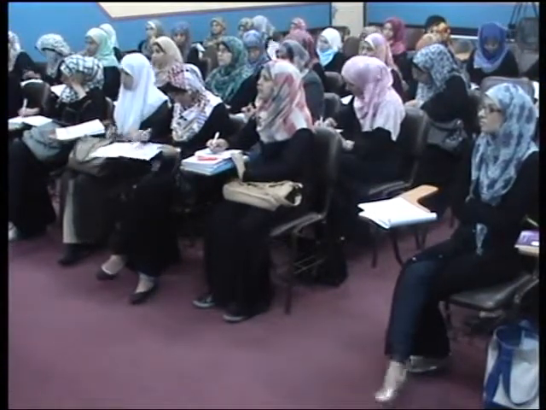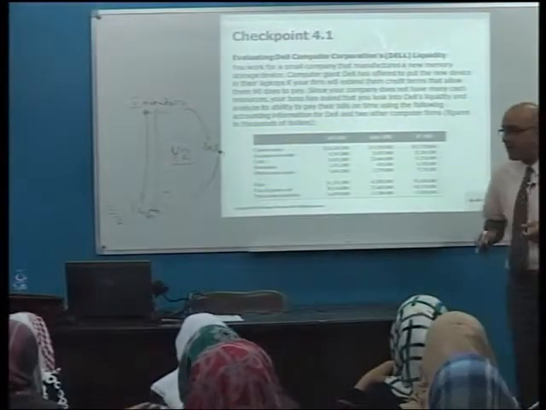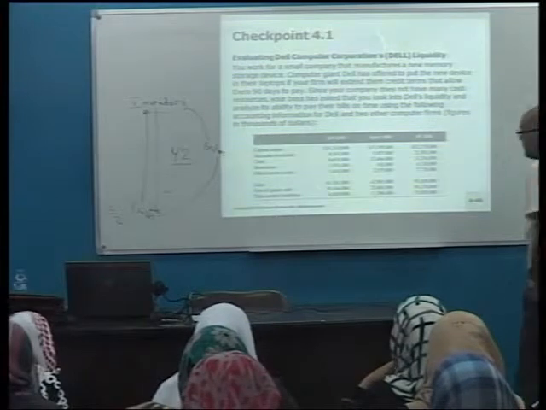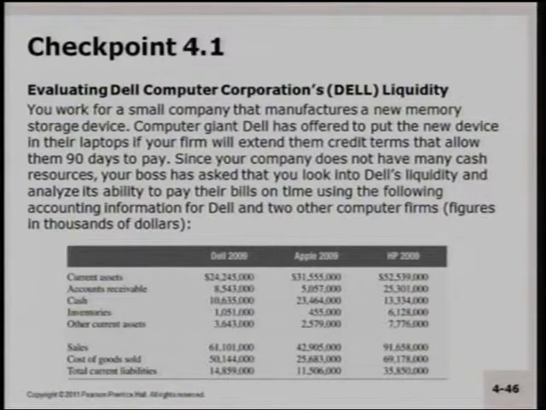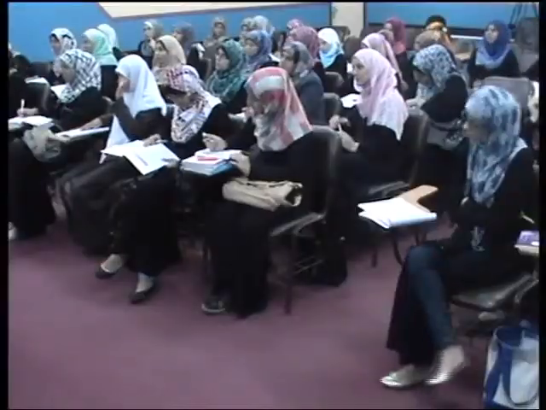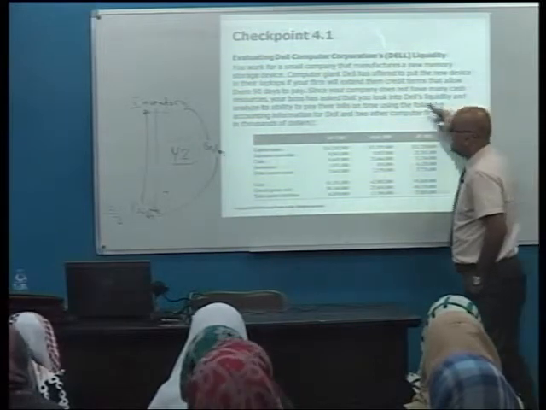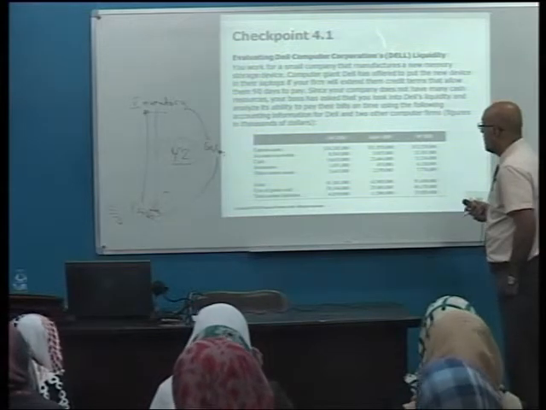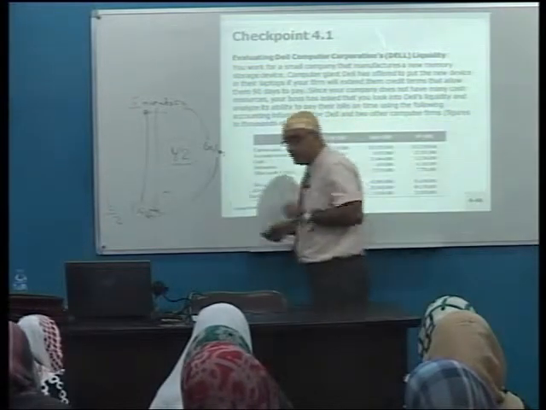Let's go to the checkpoints. This is the checkpoints, summarizing the accounts of Dell, Apple, and HP. These three companies work in the computer, or let's say software and hardware, industries. So UPOS has asked that you look into Dell's liquidity. We should look at Dell's liquidity and analyze its ability to pay its bills on time using the following accounting information. And we will compare Dell with the other companies, Apple and HP.